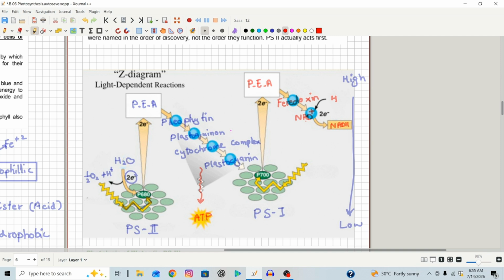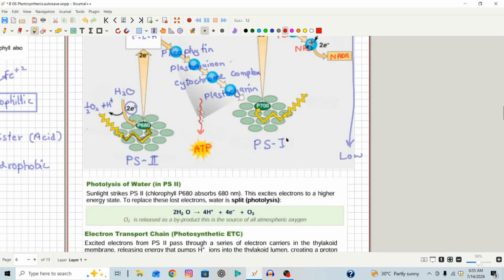Now we have two types of products. First we made ATP and then we made NADPH. So these are the two products that have been formed until now. So let's go through the whole reaction again and understand the whole thing.